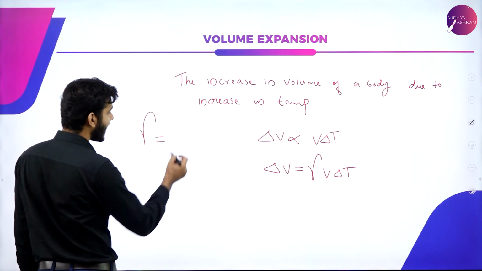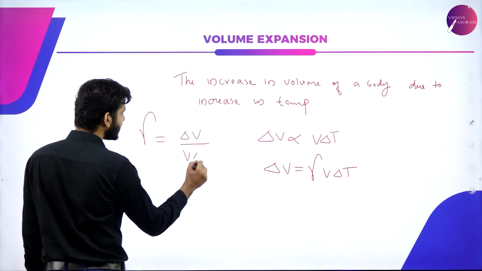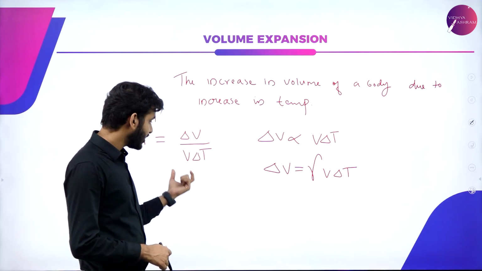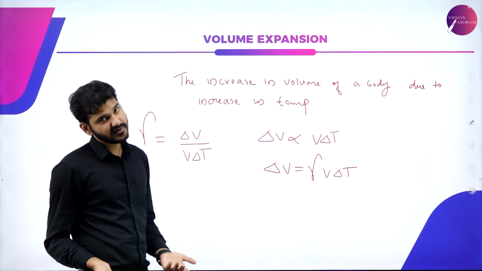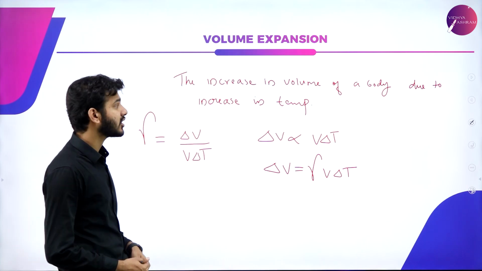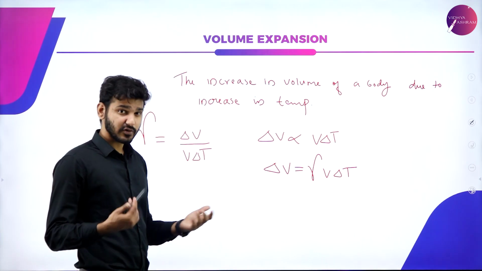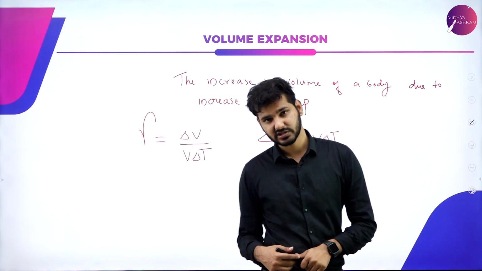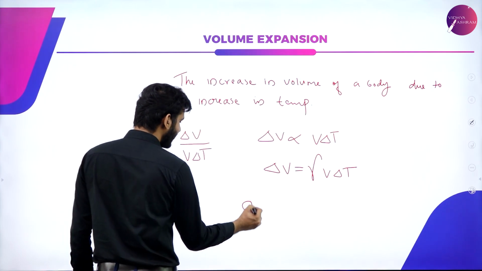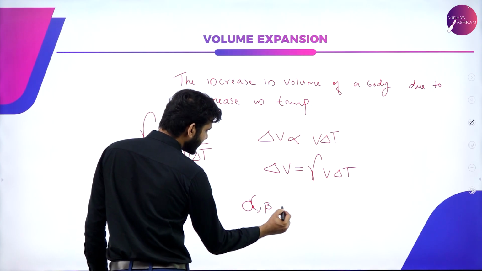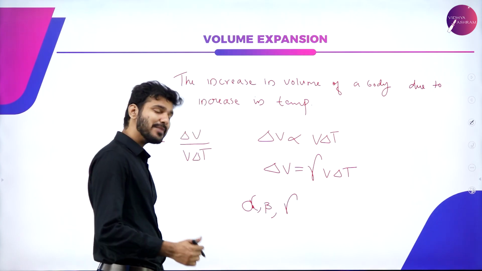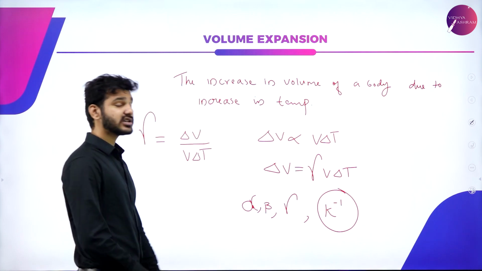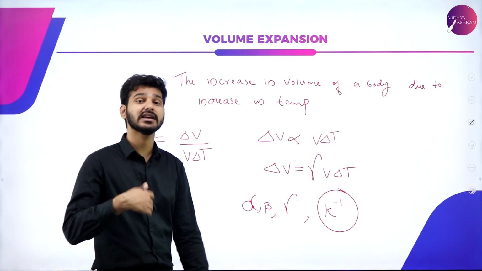as or defined as delta V divided by V delta T, or simply by giving unit values to these particular variables, you will get a definition for gamma, that is the coefficient of volume expansion. And again, volume expansion just means the increase in volume of a body due to the increase in its temperature. And we can see that alpha, beta and gamma will all have the same SI unit, and that is Kelvin inverse.